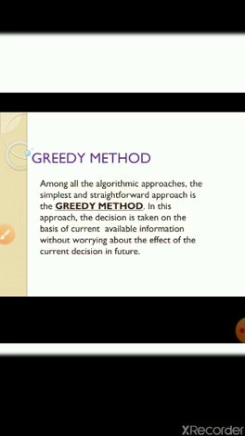Today let's discuss the greedy method. Among all the algorithmic approaches, the simplest and most straightforward approach is the greedy method. In this approach, the decision is taken on the basis of currently available information without worrying about the effect of the current decision in future. What it means is whatever information we have at the current moment, we take decisions on the basis of it without bothering about the impact of the current decision in future.